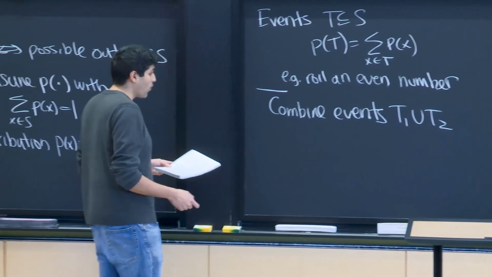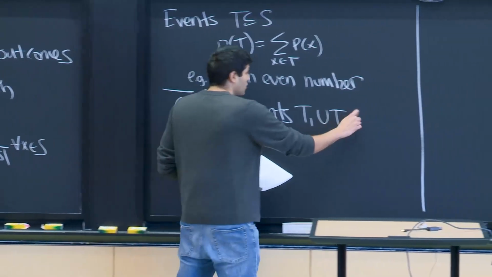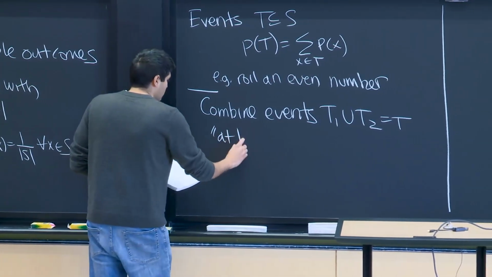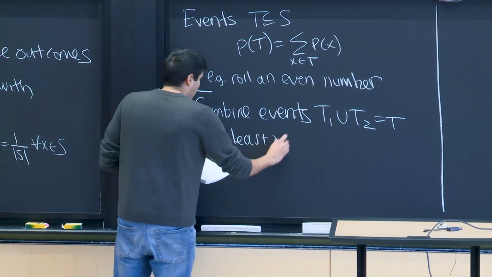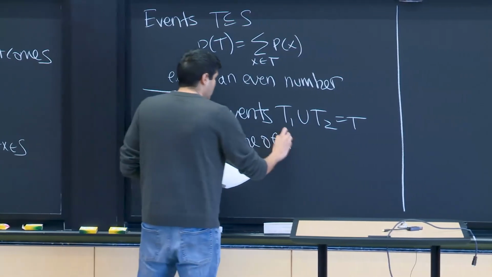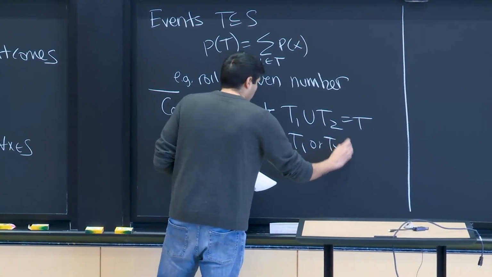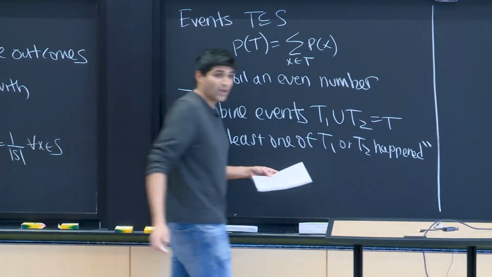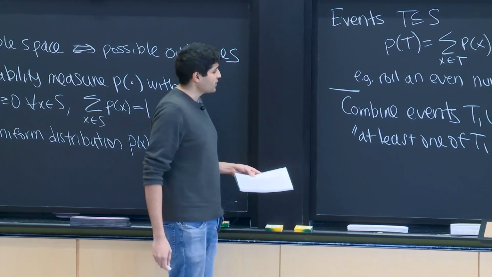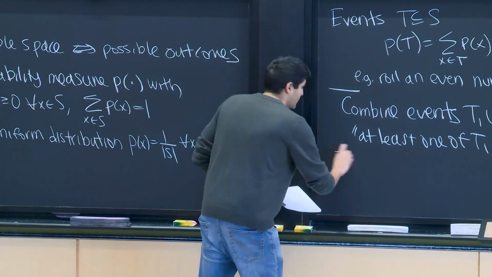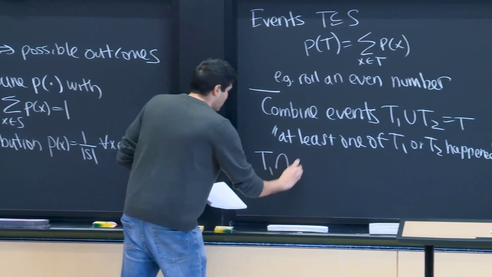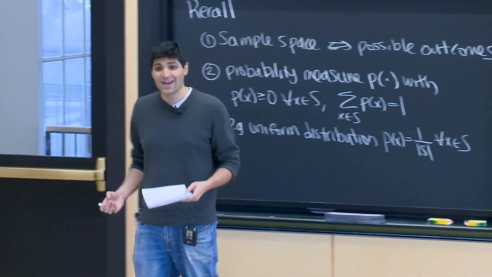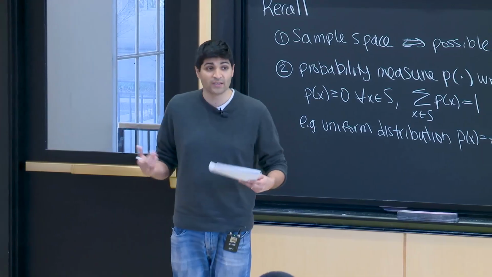So in words, what does this new event that I've constructed mean? It's the event that at least one of these events, T1 or T2, happened, right? So that's one way to combine events. I could also think about combining events by, for example, taking T1 intersect T2. And then what am I going to get? I'm going to get a new event that's asking me whether both T1 and T2 happened.